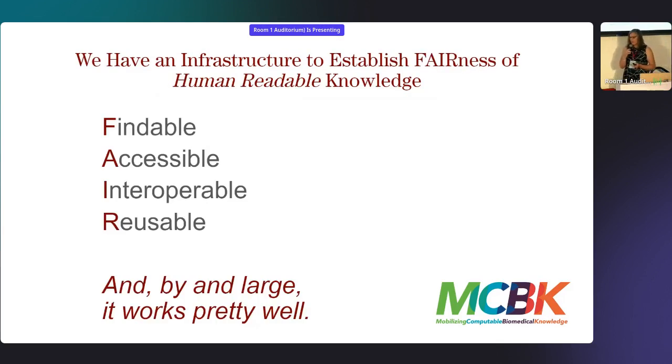So, of course, we have the process for FAIRness of human readable knowledge, findable, accessible, interoperable, reusable, and it's really good. It's, again, libraries. It works really well. It's improved over the years. It's evolved. I mean, if you think about even where libraries were 20, 30 years ago compared to where they are today, they've just been innovating constantly to help us get what we need, answer the questions that we have. But it's still human readable knowledge. So it's really not as actionable as it could be.